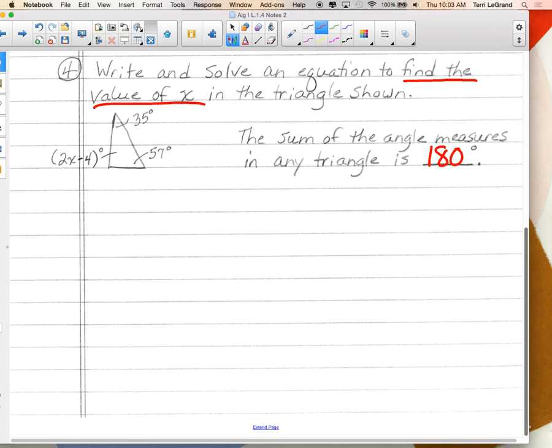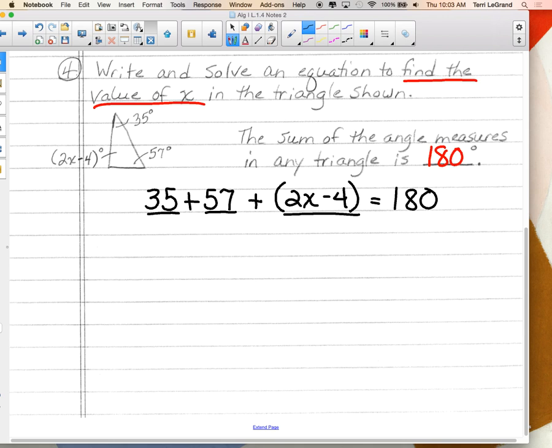So anybody think they know what kind of an equation we can set up here? AJ? 35 plus 54 parentheses. I think you mean 57. Does it have to be in parentheses? No. Okay. One angle measure plus another angle measure, plus, in parentheses, 2x minus 4 equals 180. Here you go. All three angle measures added together should equal 180 degrees.